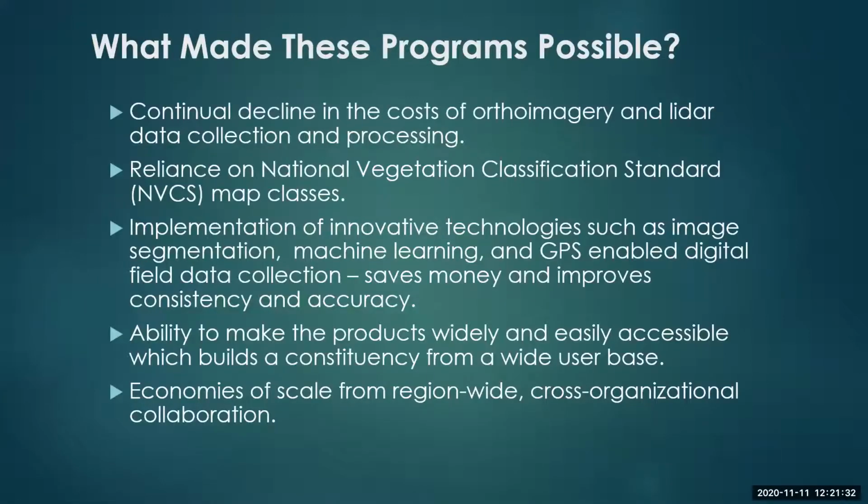So what made these programs possible? There's several factors, and I'll give you some detail on some of them. Continued decline in the cost of ortho imagery and Lidar data collection and processing. The cost of especially ortho imagery has really, really gone down. And I encourage you all to look at NAIP imagery if you haven't yet. It's National Agricultural Imagery Program imagery. It's flown by the Department of Agriculture on a 2 to 3 year cycle.